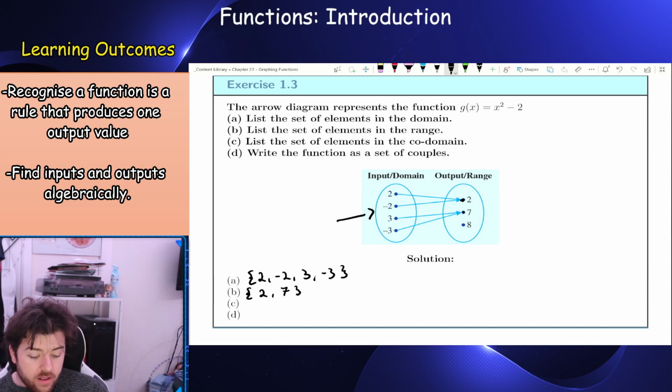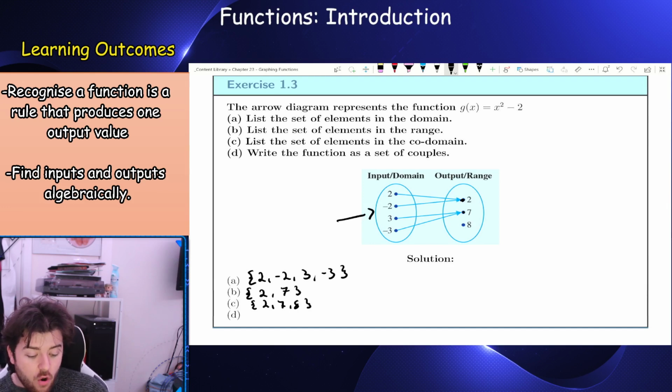Part 3, list the set of elements in the codomain. So that is all the elements in the circle. So 2 and 7 were actually chosen, but 8 was also a possibility there. So that means my codomain is going to equal 2, 7, and 8.